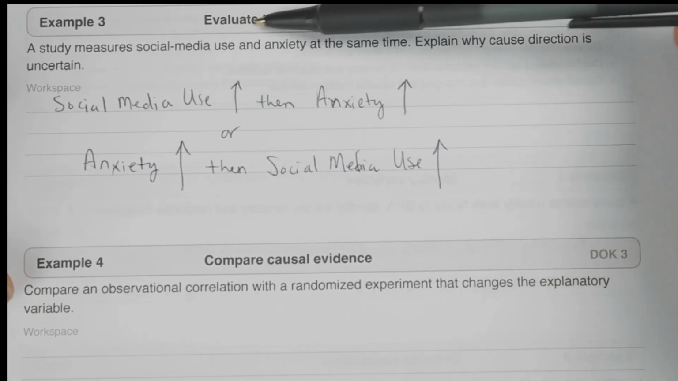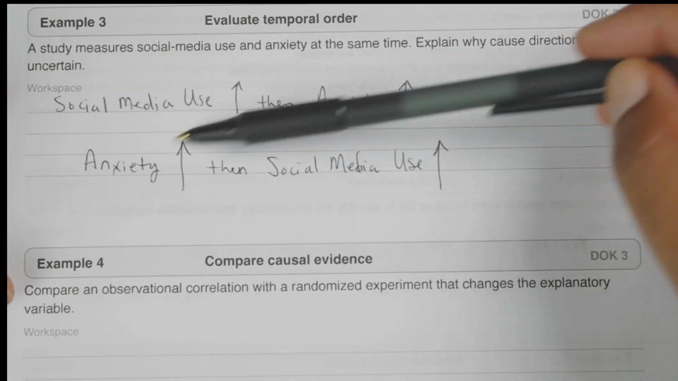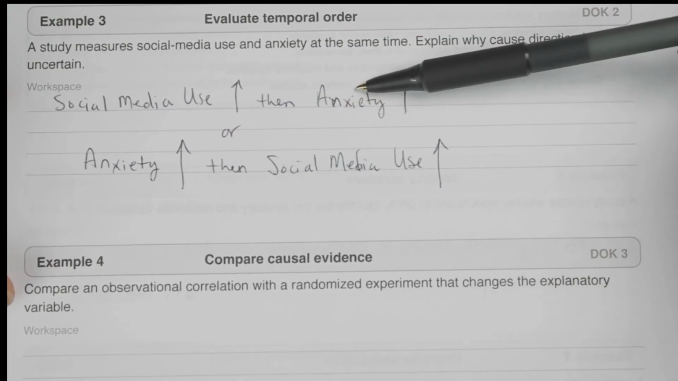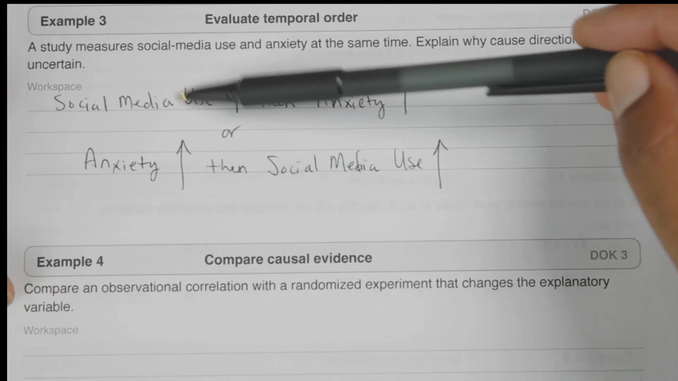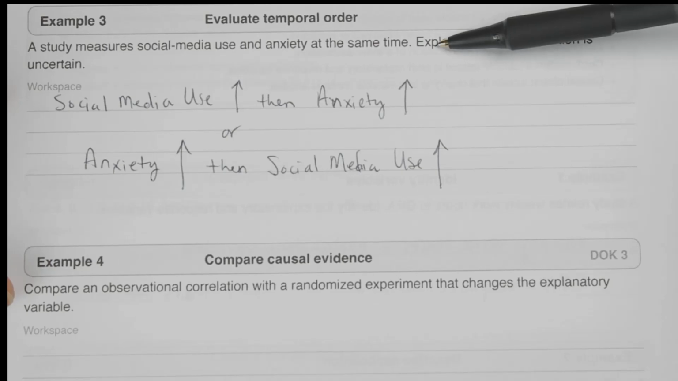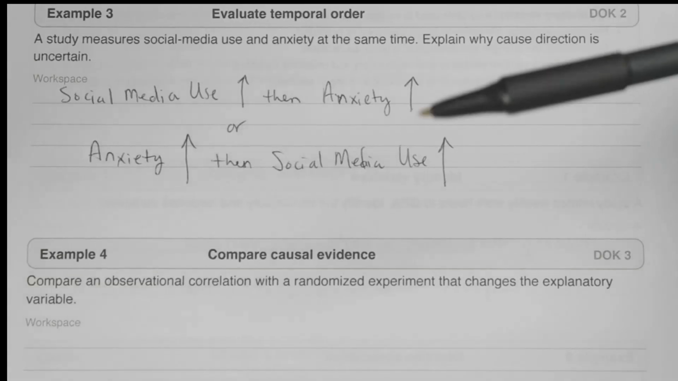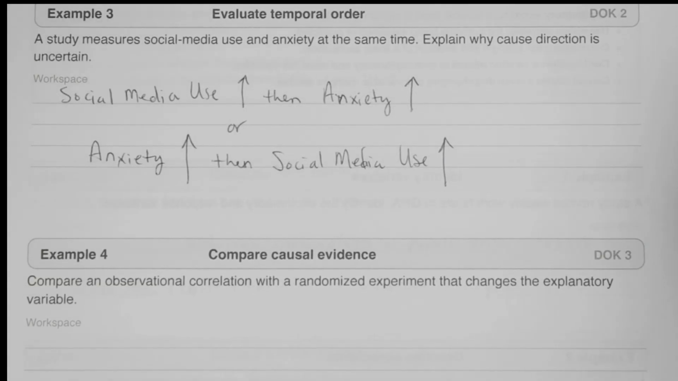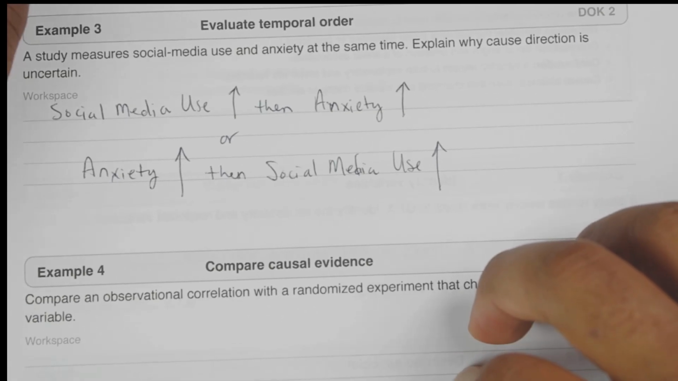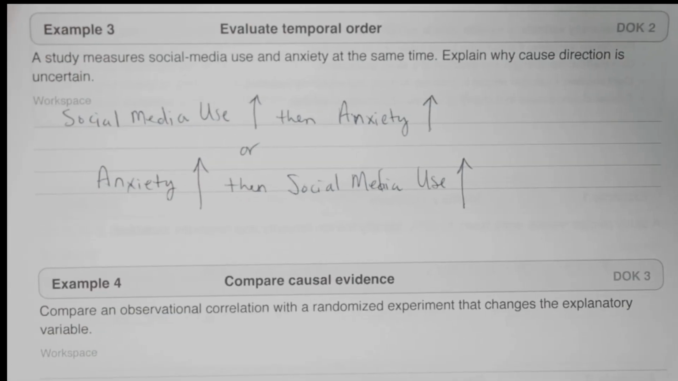Because in a study measuring social media use and anxiety at the same time, explain why causal direction is uncertain. Well, social media use is up, then your anxiety is up, but maybe your anxiety is up, and then the social media use was up after the fact, right? So there's a little bit of uncertainty there. Maybe we didn't know we had anxiety before we started interacting with social media. Okay, so very important to consider.